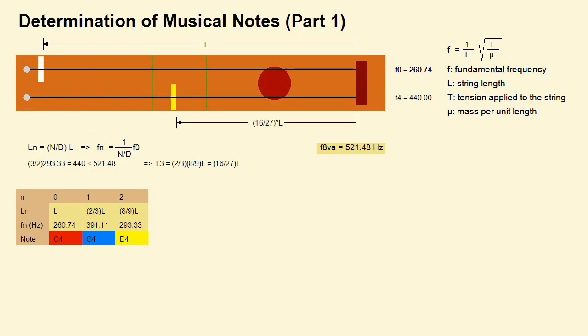This setting of 16/27 of L of the string produces a sound of the whole of both strings that is pleasing to the ear. We will record it in the table.